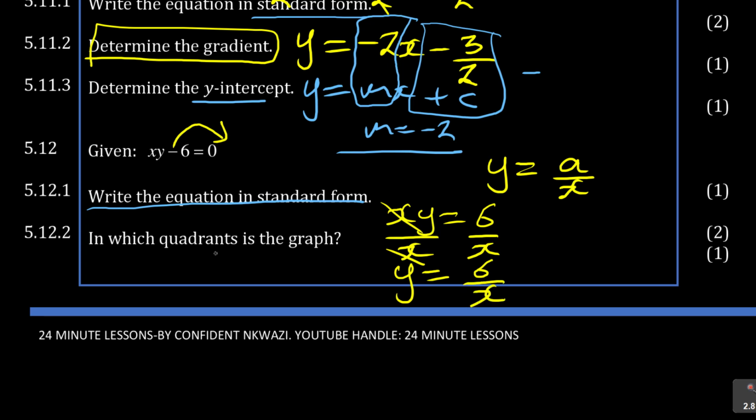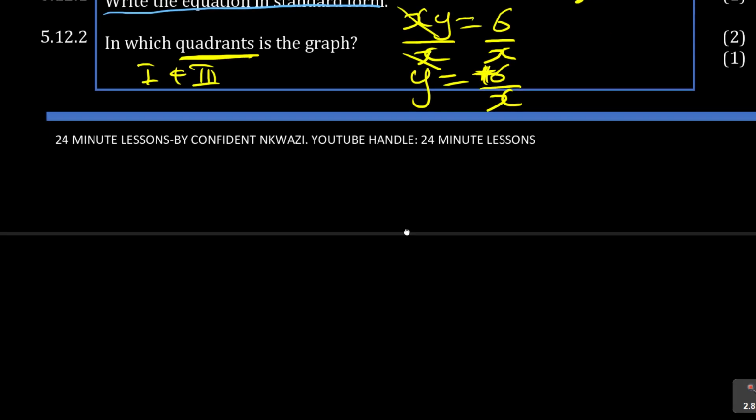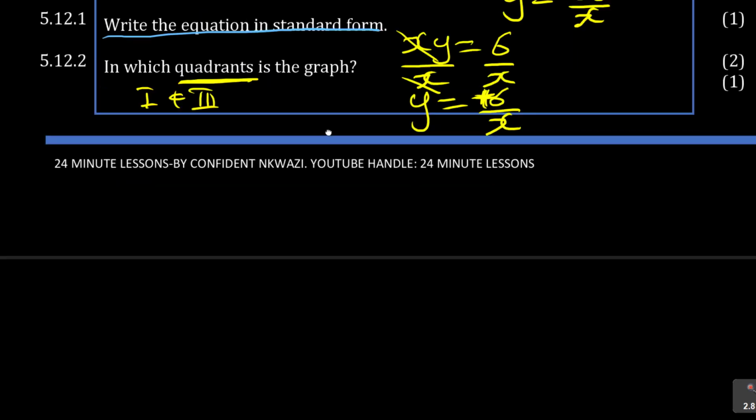Then they're asking you which quadrants. Remember, when it's positive, it's quadrants 1 and 3. When it's negative, it's quadrants 2 and 4. The fact that I can't say a negative means it's positive. Then when it was negative, it was going to be the opposite, quadrants 2 and 4. Alright, so that is that part that we are having here.